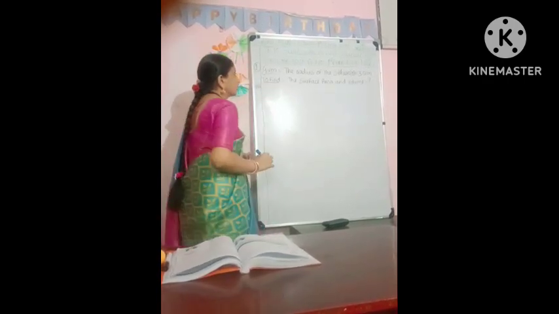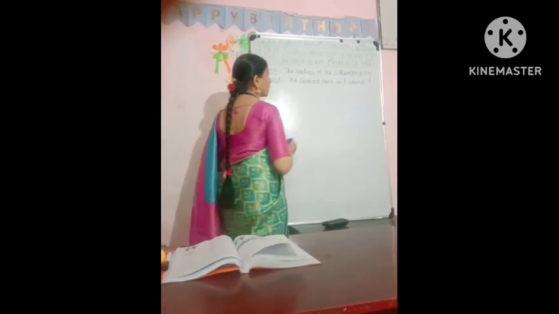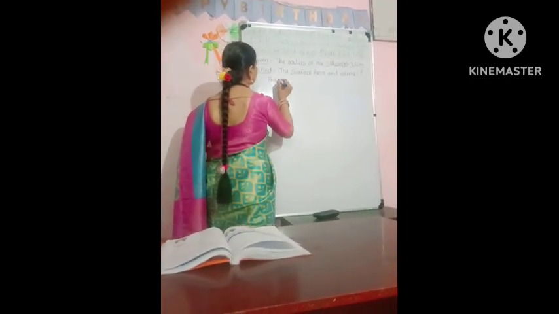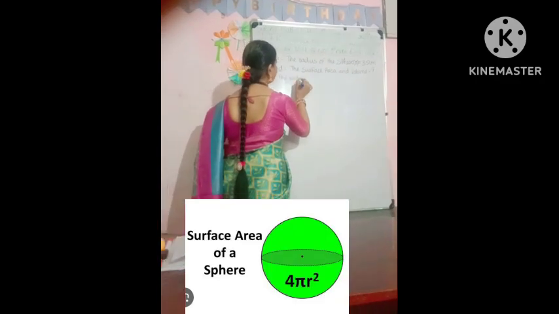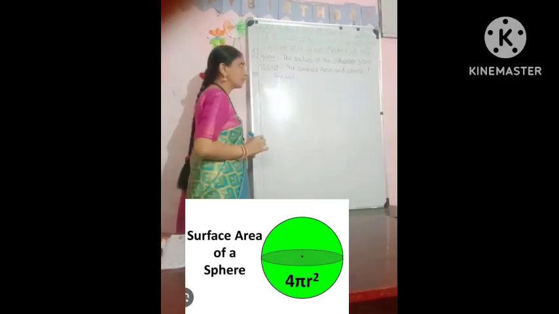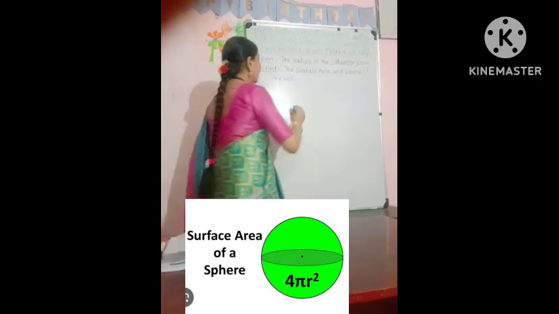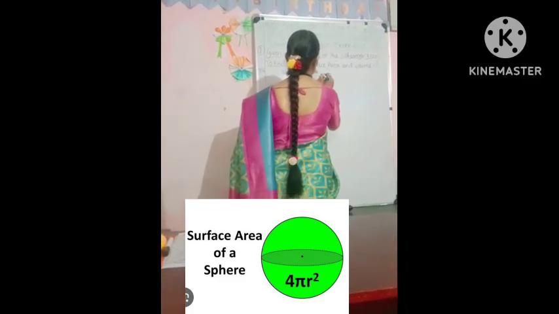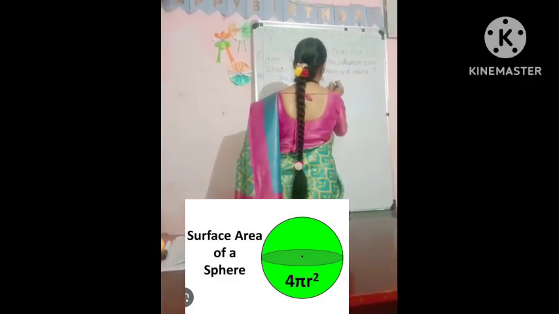First, the radius of the sphere, that is r. Do you know the formula for the surface area of the sphere? Tell me the formula, Gagan Sai. 4 pi r square. The radius of the sphere.